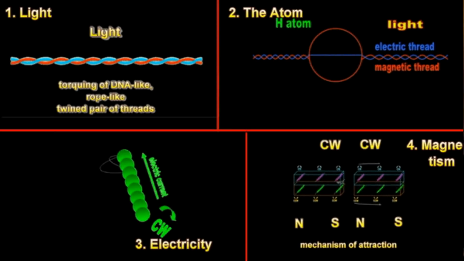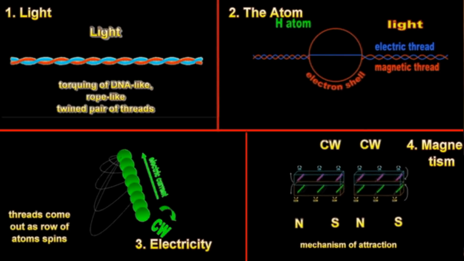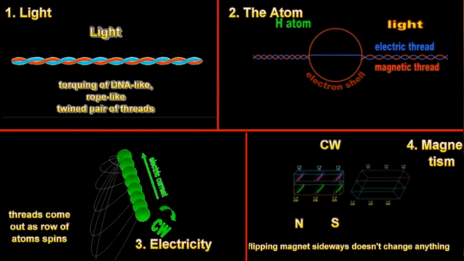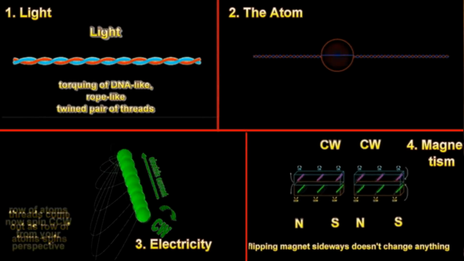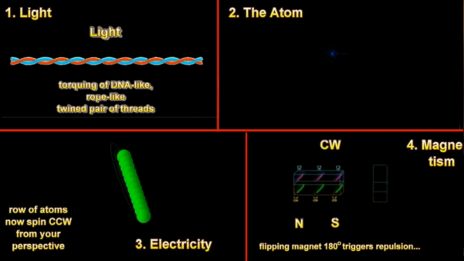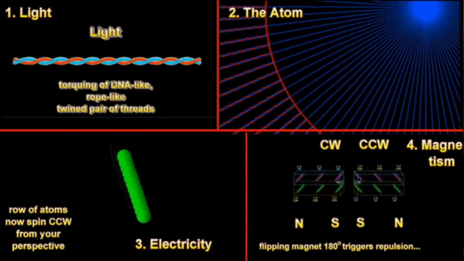We took 2 threads, we turned first the torsion of a rope, we bound them around, we twined them around. The torsion is the light. The atom is built from these same threads.